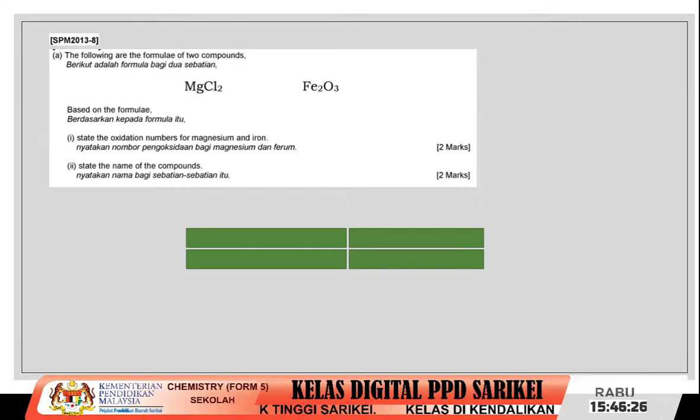Now we move on to question 8, 2013. The following are the formulae of two compounds, Mg2+ and Fe2O3. Based on the formulae, state the oxidation number of magnesium and iron, and then you need to name the compound using IUPAC nomenclature. What is the oxidation number of magnesium in magnesium chloride?